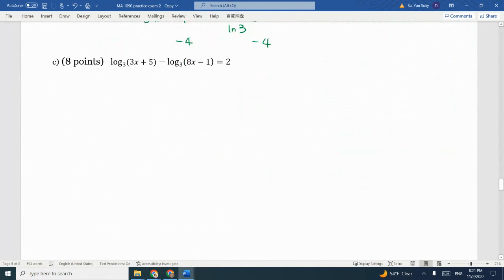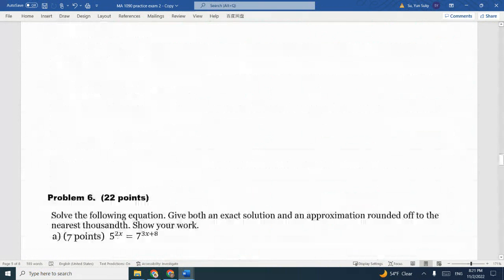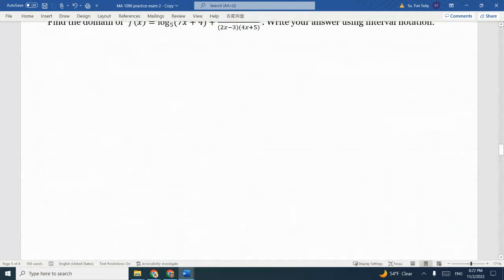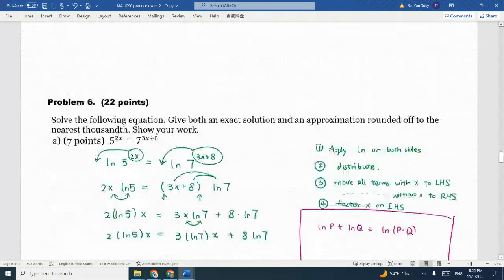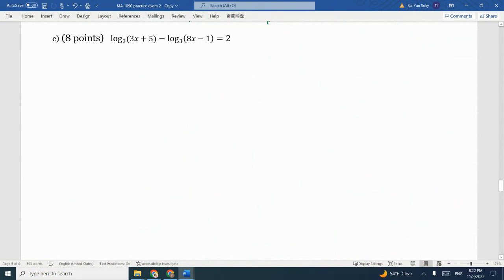So part C. By the way, we started the review session at problem 6, so we haven't gone over the previous problems. When we have time, we will go back. I basically want to go over the problems you asked me about first. Some of you asked me about problem 6, so that's why we're going over problem 6 first.